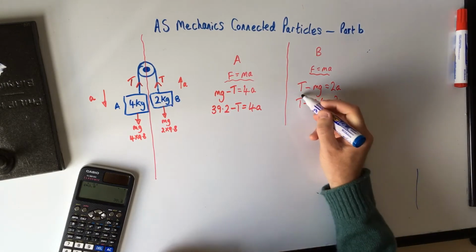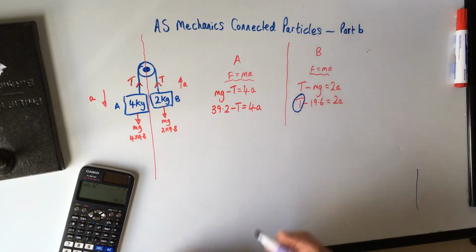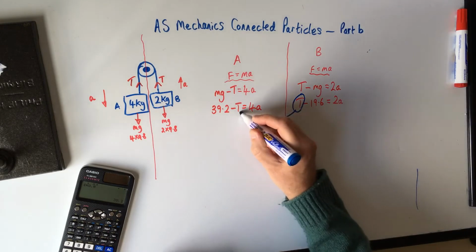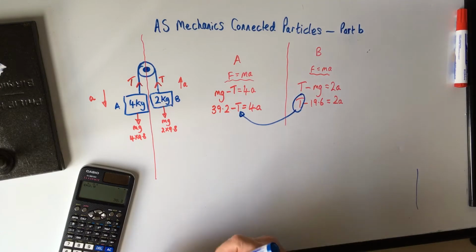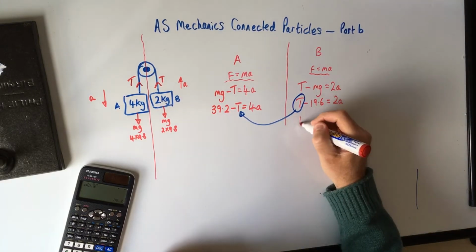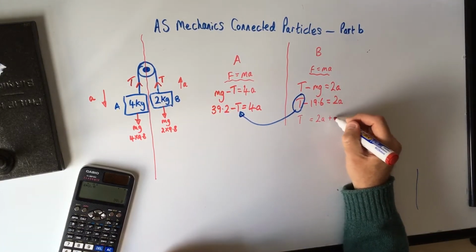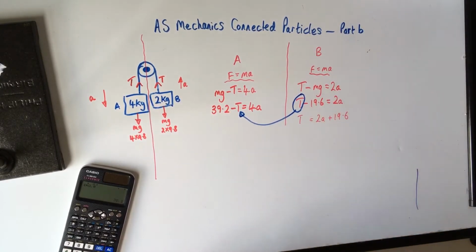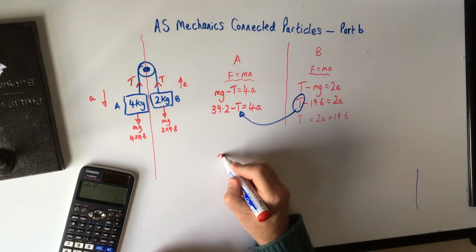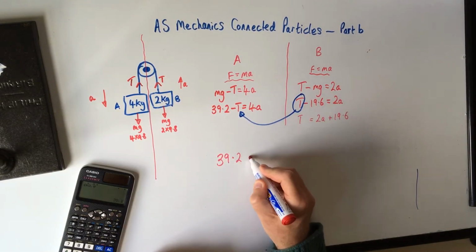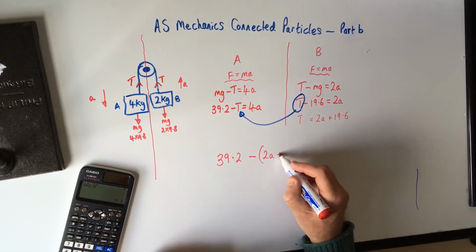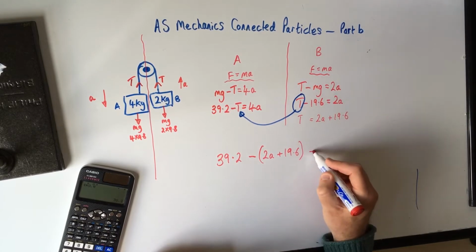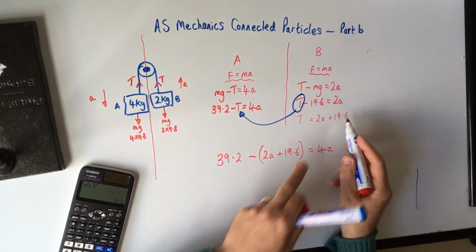I'm going to do this one by substitution. I'm going to take that T there and I'm going to stick it into that there. So I'm going to rearrange it first of all. This T on this side is equal to 2a plus 19.6, isn't it? Adding 19.6 to both sides. And then I'm going to put it into there. So now I've got 39.2 minus all of that. So I've got 39.2 minus (2a plus 19.6) is equal to 4a. Okay, so I've just put that in there.